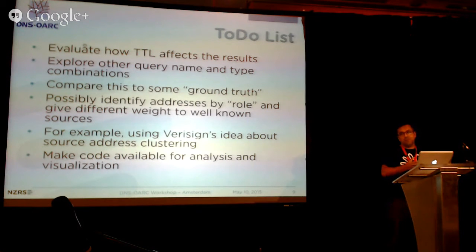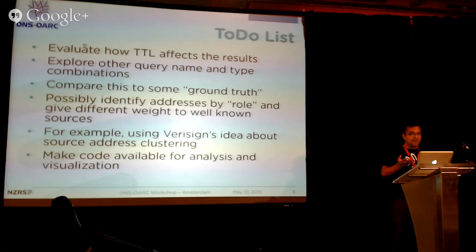Because this is a proof of concept, there are some things we noticed that might be wrong. For example, some bias toward big sites, or some bias towards domain names or query names that have low TTLs. So that's something we still need to evaluate. The other thing we want to try is all the combinations of query names and query types, and compare this to ground truth. That means checking the number of visits of a given web page, comparing it to what we see in our data, and seeing how far off we are.